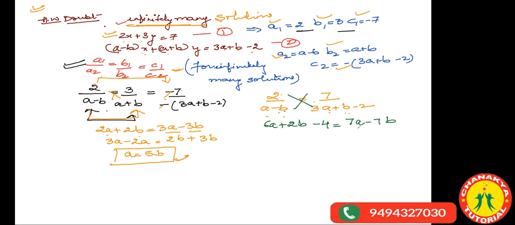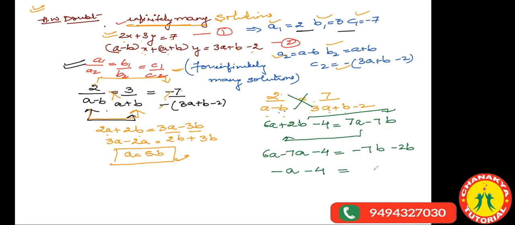Now segregate the like terms. So shift this 7A to the left hand side and B to the right hand side. So just write here 6A minus 7A minus 4 is equal to minus 7B minus 2B. Right. Now 6A minus 7A will be minus A minus 4 is equal to 7B minus 2B is minus 9. Right. Or minus 4 is equal to minus 9B plus A.